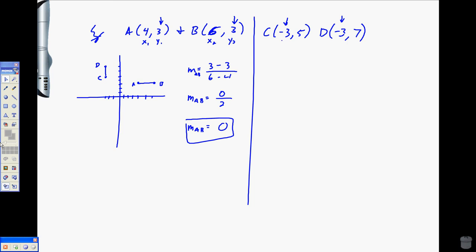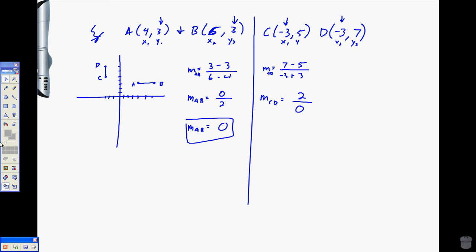Well, let's try this out. x1, y1, x2, y2. If I plug this in, the slope from C to D. y2 is 7. Minus 5 is y1. Divided by negative 3 is my x2. Minus a minus 3 becomes a plus 3 for my x1. So the slope from C to D is equal to 2 divided by negative 3 plus 3 is 0.